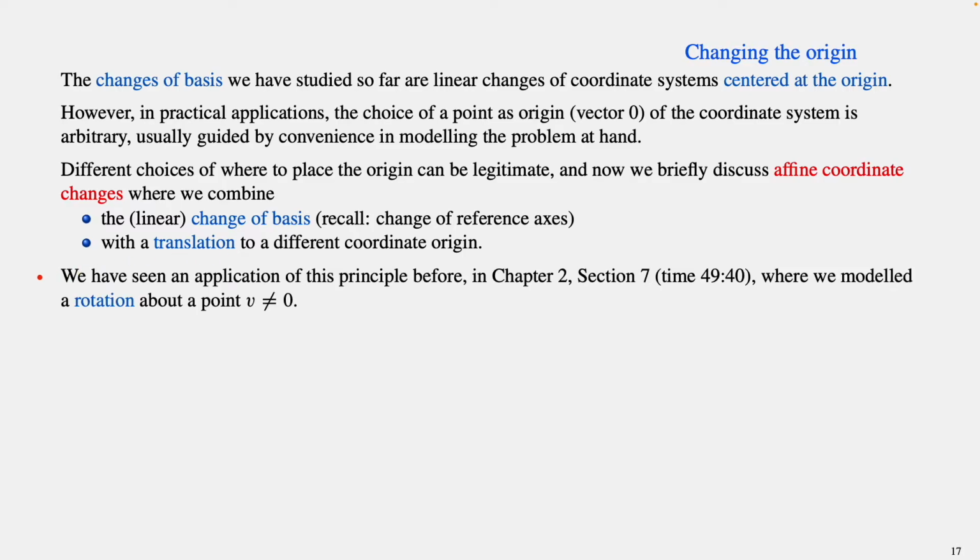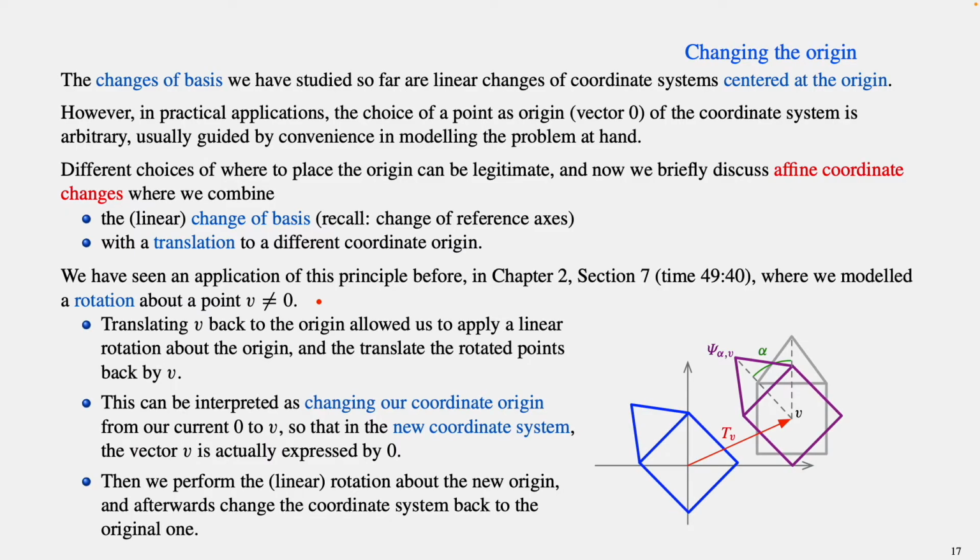And as a brief reminder, we have seen an application of this principle before in chapter 2, section 7, and to be precise in time 4940, where we modeled a rotation about a point V that is not the origin. So we had some arbitrary point in the plane and we wanted to rotate the plane around that point. And we knew how to do rotations about the origin. Those could be easily expressed by matrices. But it got a bit more complicated when we wanted to do it about some arbitrary point that's not the origin. And I briefly recall that example here, but if you don't remember, be sure to rewatch it.